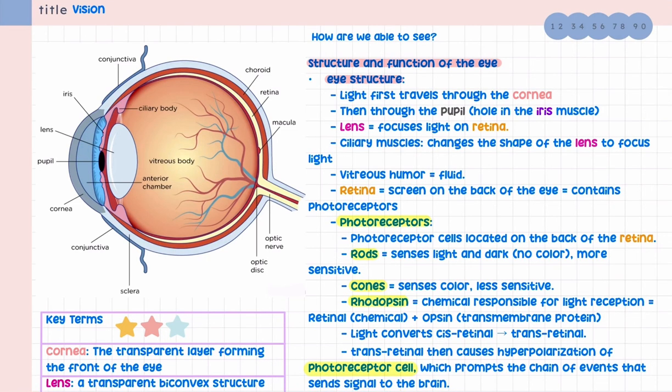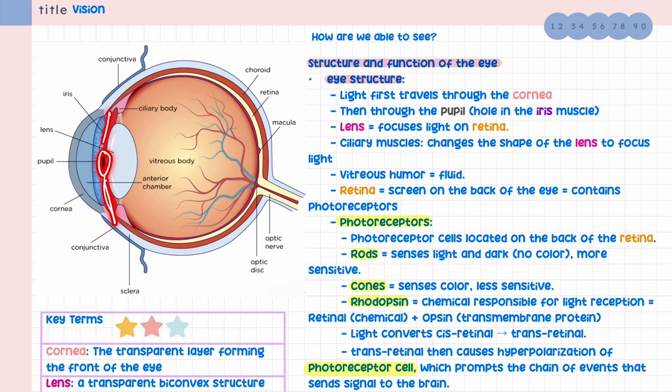Now, how are we able to see? Using our eye structure, the number one thing that you have to remember is that it starts with the cornea. I like to think about the fact that cover starts with the letters CO, just like cornea. The cornea is the cover of our eye. Light will travel first to the cornea, and then it will enter the pupil, which is the center of our iris. Here's our iris. Here's our pupil.